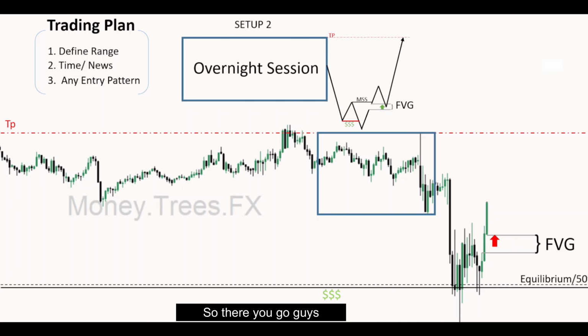So there you go guys. It's a 3-step plan. You have to define your range, use time and price, and you can also consider the news events for time. So for indices, it is your high or medium impact news events, or the New York Stock Exchange opening time at 9:30 New York time or 15:30 in SA time. The aim is to find volatility. So for currencies, focus on the kill zones and look out for the news events too.